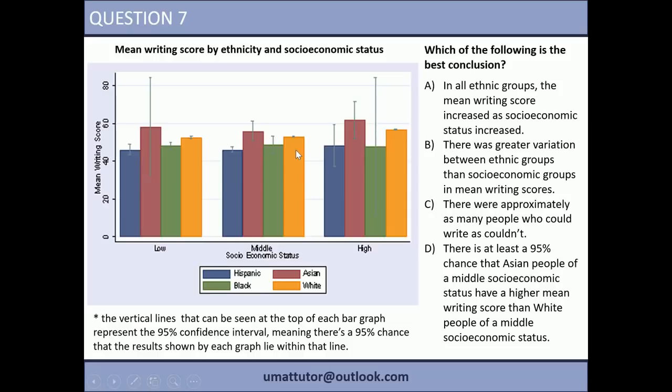Now, even though the bar graph shows that the Asian group have a higher mean writing score than the white group here, as we can see, the confidence interval for the Asian group crosses over and goes below the bar graph, and indeed the whole confidence interval for the white group. So we can't be 95% sure, because we can see that the 95% confidence interval here contains within it the result for the other group, the white group. So for that reason, D can't be correct.